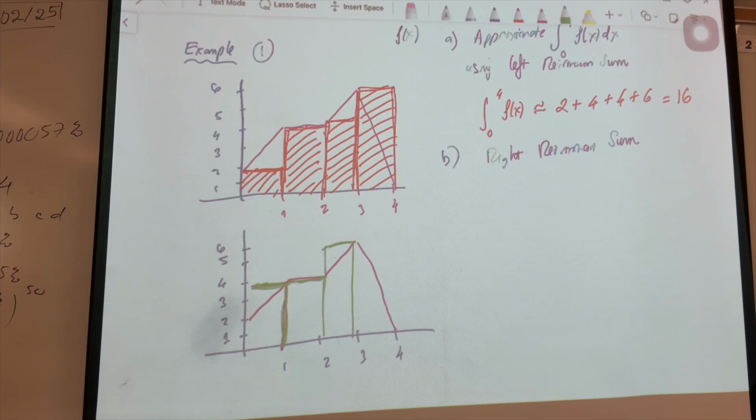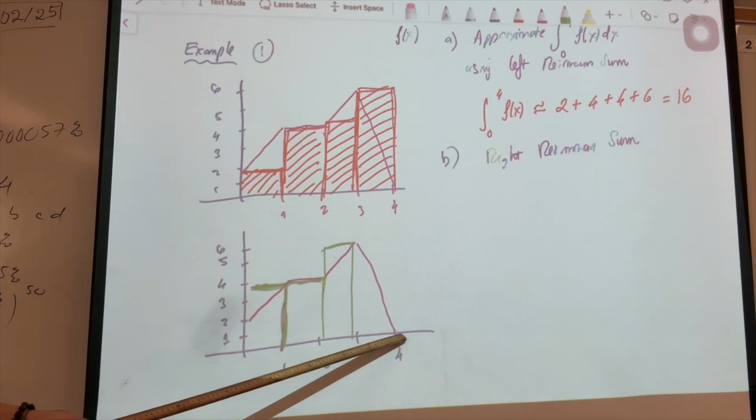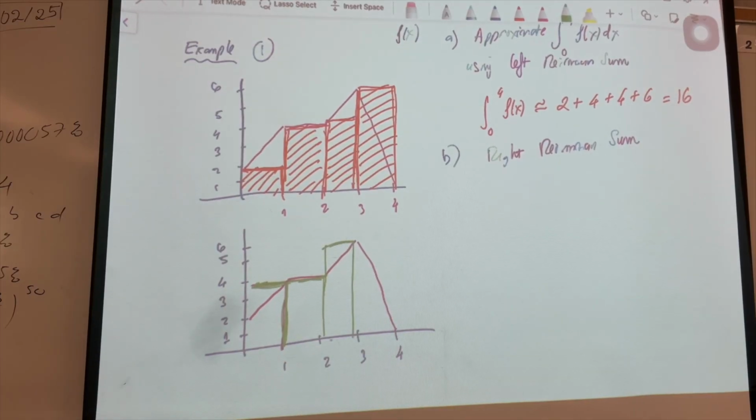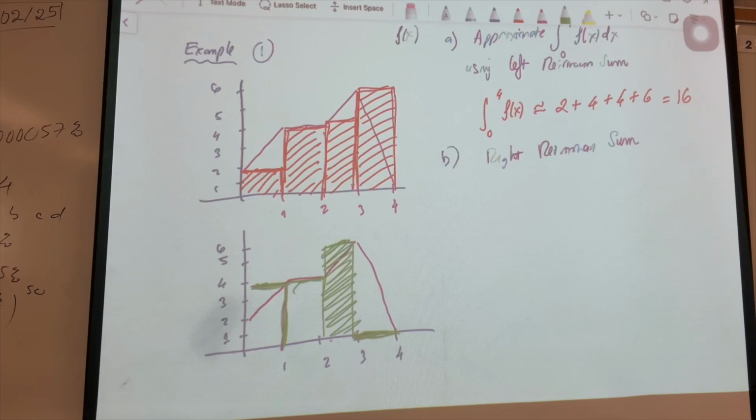The picture is gonna be like this, right? What do you have for the 4? It's 0. So like this. You only literally just calculate this, and then calculate this. So you're gonna have 4 plus 4 plus 6, and that is 14.